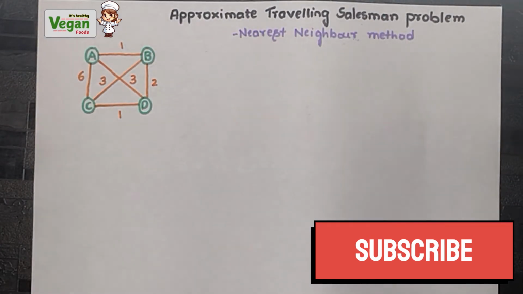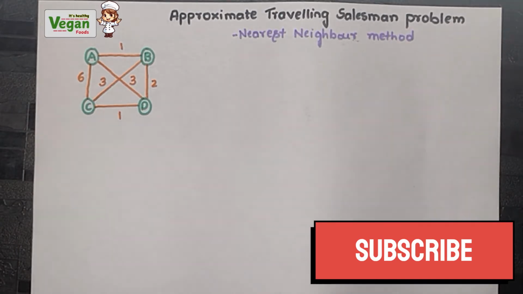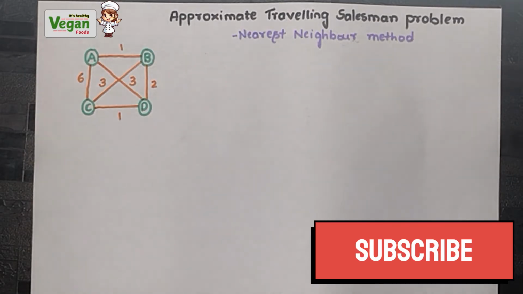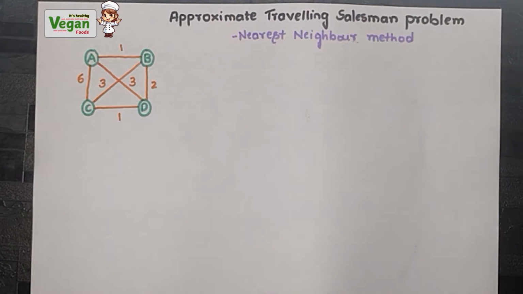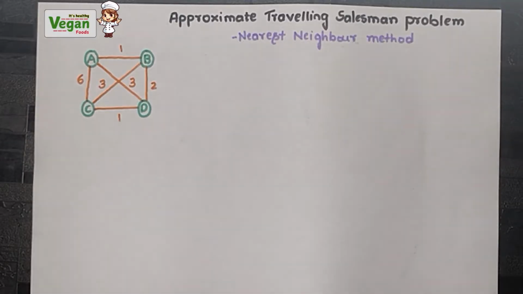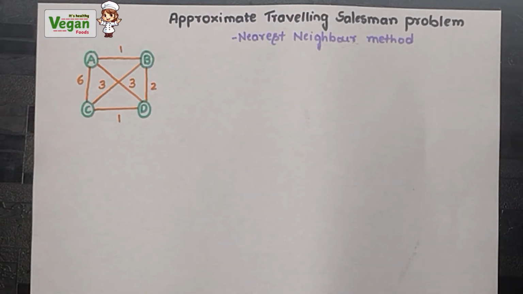Hello everyone. In this video, let's discuss the approximate traveling salesman problem using the nearest neighbor method. To solve the approximate traveling salesman problem, we have two methods. One is the nearest neighbor and another one is the twice around the tree. Let's first discuss the nearest neighbor method, and then in the next video, let's discuss the twice around the tree. So how do we solve using the nearest neighbor method?